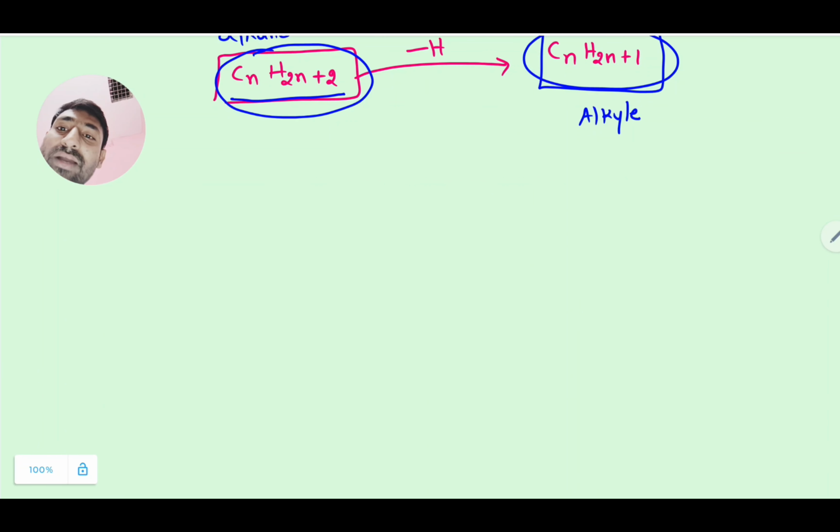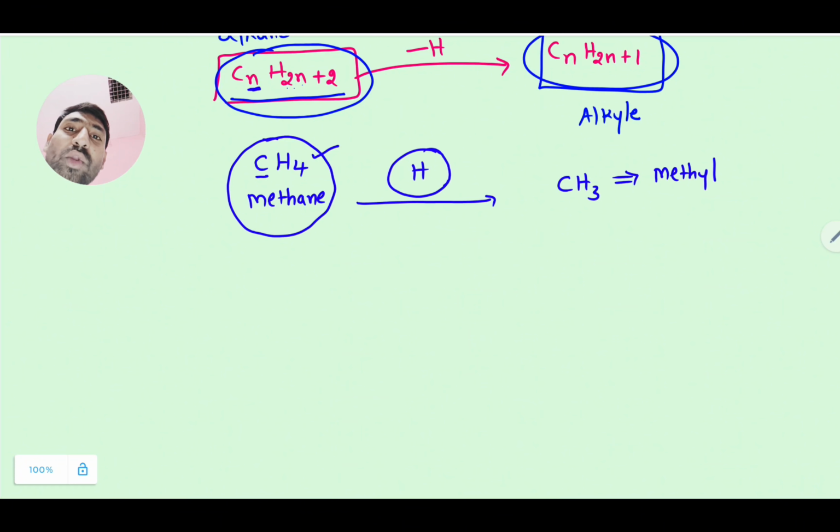If you take one carbon alkane, in the place of n we should take 1. So here 2 into 1 is 2, 2 plus 2 is 4, means we will get CH4. CH4 is called methane. One carbon alkane is called methane. If we remove one hydrogen from that, we will get CH3. That is simply called methyl.